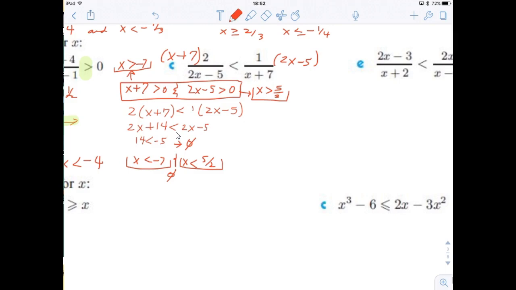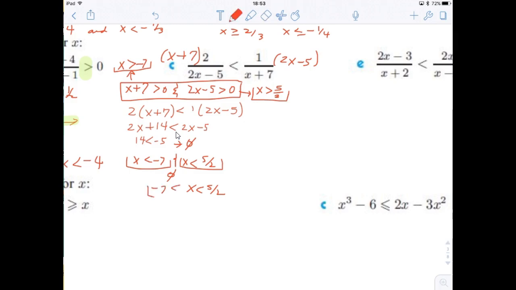And finally, the third condition would be if only one of them is positive and the other one is negative. Now, when would that happen? Well, x could be, let's see, less than 5/2, but not less than negative 7. So let's say x is less than 5/2, but x is greater than negative 7. Okay? So if x is less than 5/2 and greater than negative 7, I'm going to rewrite that like this.